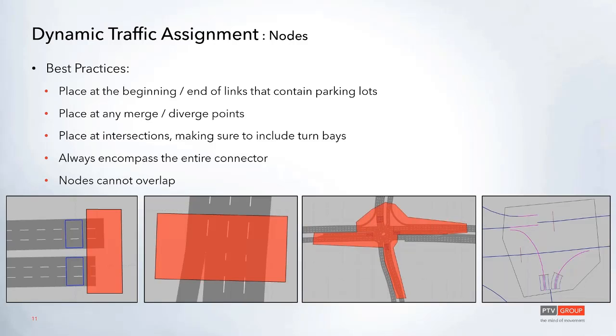And then when you're drawing these, you'll also want to make sure that the entire connector is included within the node. And so this can actually be easier to draw when you're in wireframe mode. That way you can see exactly where those connectors are starting and ending and making sure that they're fully enclosed. And then nodes also cannot overlap. So if you have two intersections that are spaced closely together, another great option is to go into the wireframe mode just to make sure that none of your node edges are touching one another.